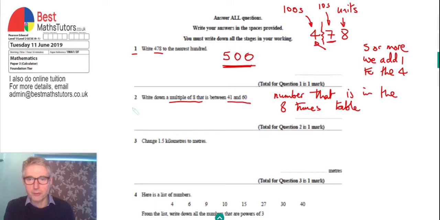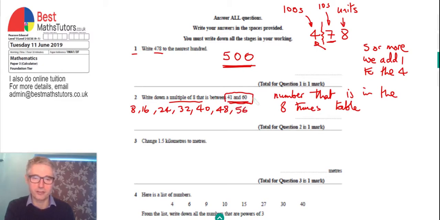So if we wrote out the 8 times table, 8, 16, 24, 32, 40, we're not quite in that range, 41 to 60, yet. So if we go on again, 48, that one is in that range. That's between 41 and 60. And the other alternative would be the next number along, which is 56. That's also in that range.